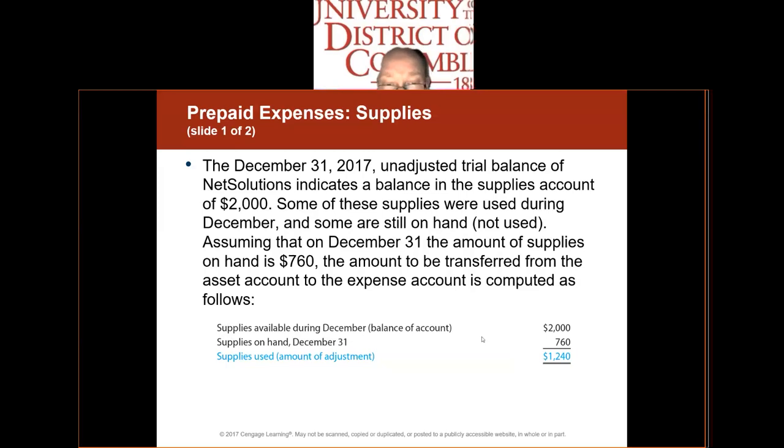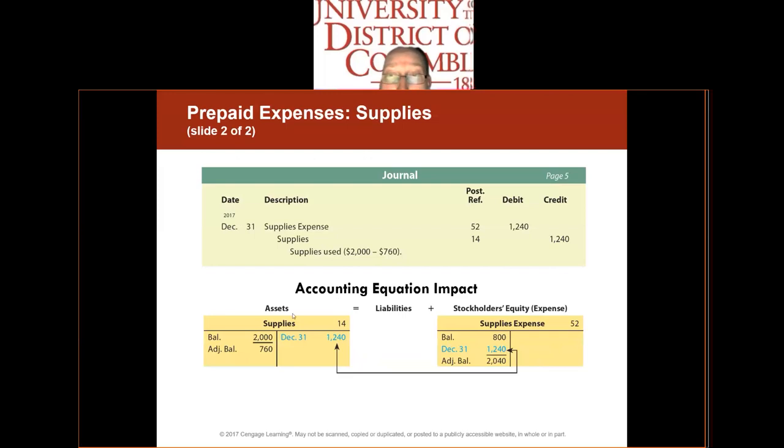So at the beginning of December, we said our inventory was $2,000. I used some of my inventory or sold it during the month of December. At the end of December, I was left with $760 of inventory left on hand, meaning I can still sell $760 more, which tells me that I sold or used $1,240 worth of inventory. So beginning balance minus ending balance equals what you used or what you sold. Okay, so I utilized some of my own inventory.